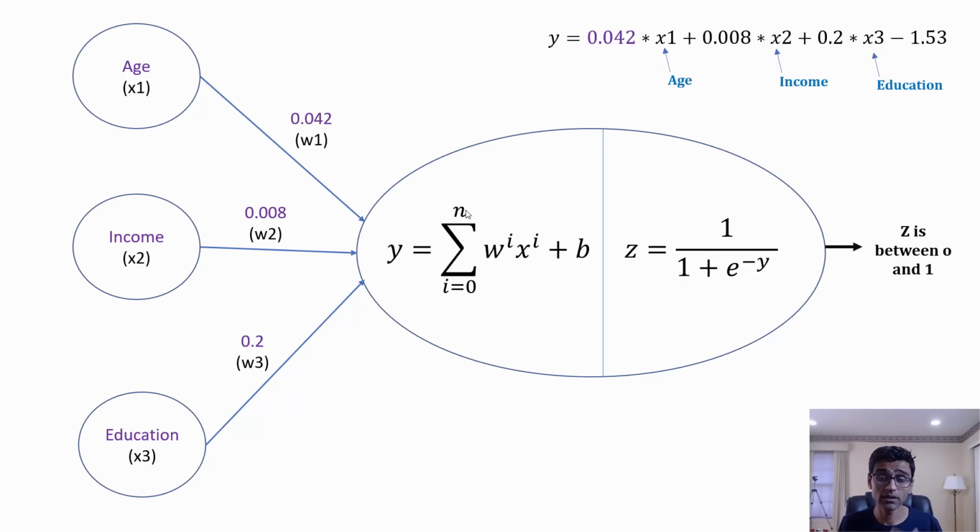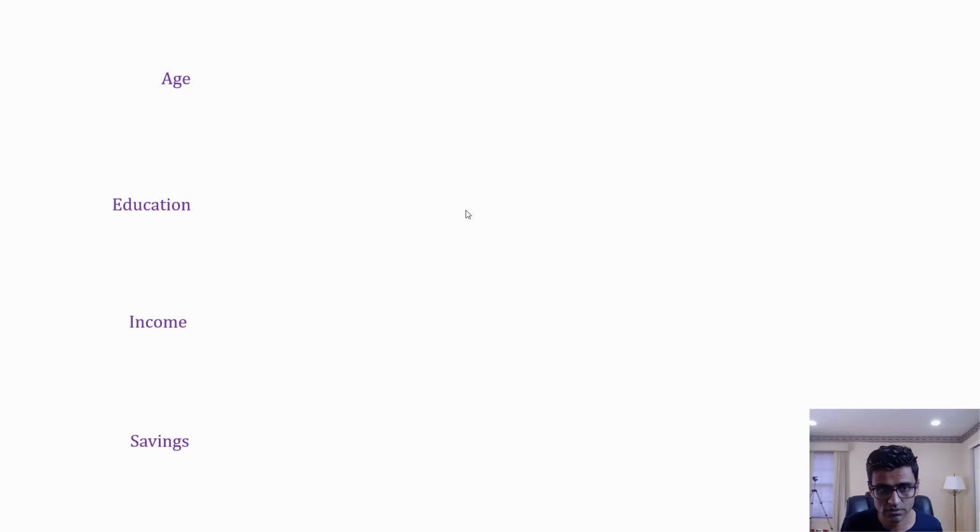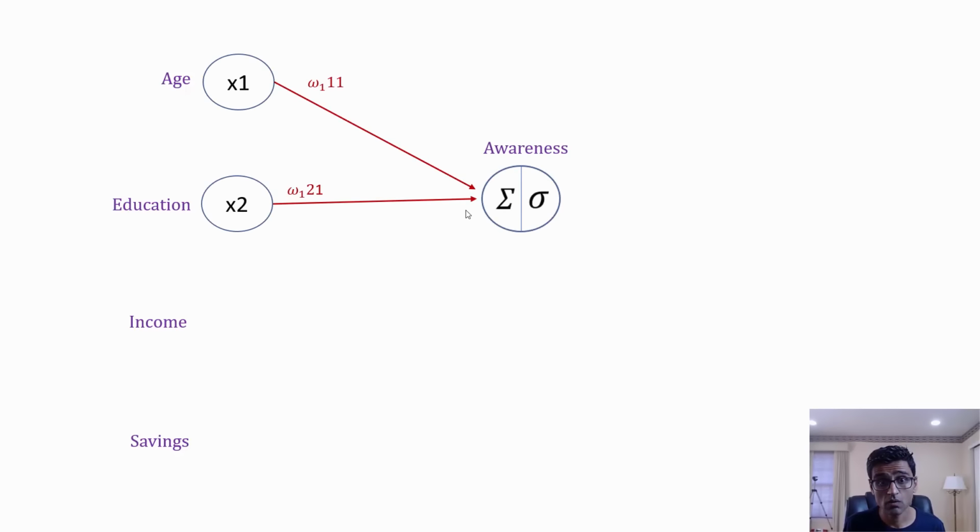Your dataset in real life will be even more complicated. It will have even more features. So let's say you have age, education, income, and savings. In this case, you can have a hidden layer in the neural network where you use age and education to determine the awareness factor of a person. Awareness meaning how aware a person is of the need to buy the insurance.